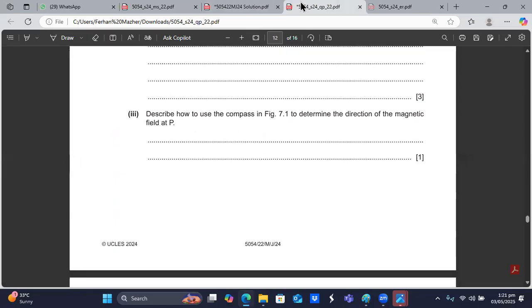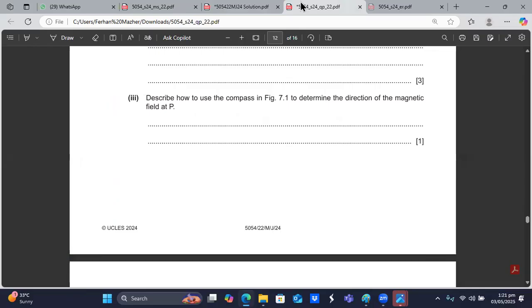Then the question is, describe how to use the compass in the figure 7.1 to determine the direction of the magnetic field at the point P. You simply place the magnetic compass at the point P, and wherever the pointer of the magnetic compass points, that is the direction of the magnetic field at the point P.